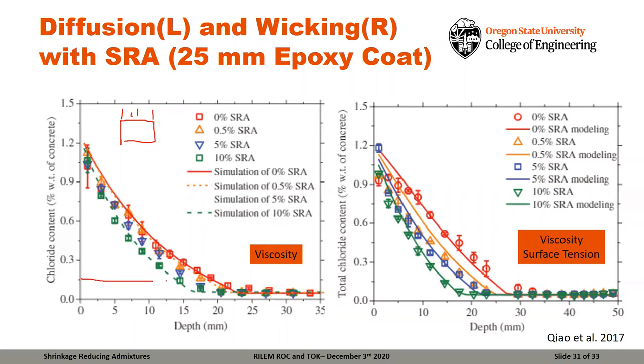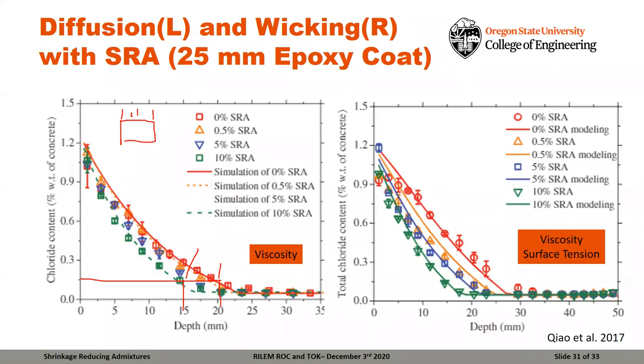So what you can see here is, at a certain level of chlorides, we have maybe 5 millimeters more penetration in our plain system than we do with the shrinkage reducing admixture system, simply because of the viscosity. If you were a chloride ion, swimming through water is a lot easier than swimming through honey, and that's why they're going to move faster in that system.